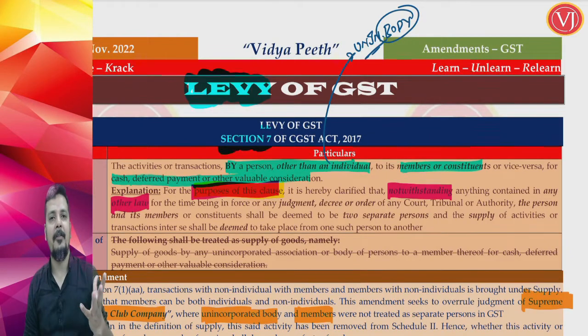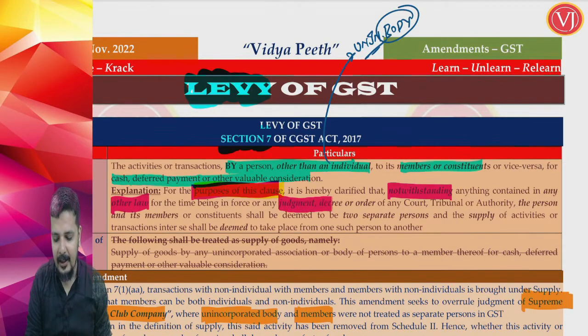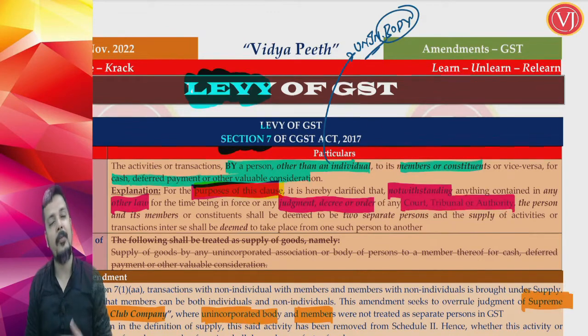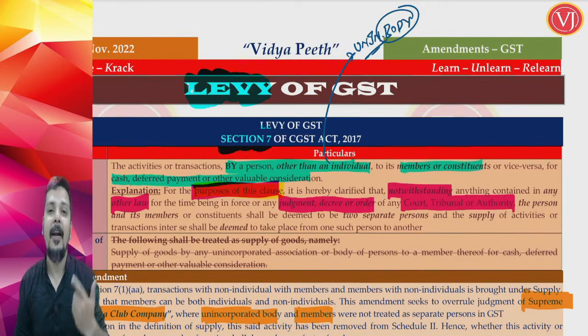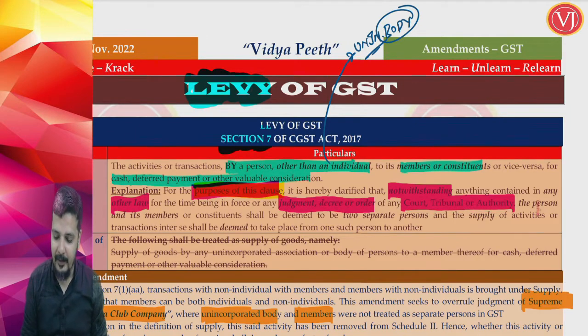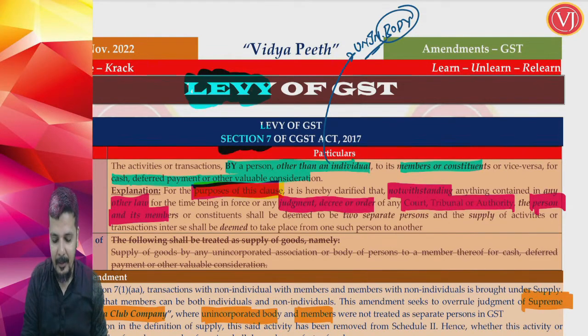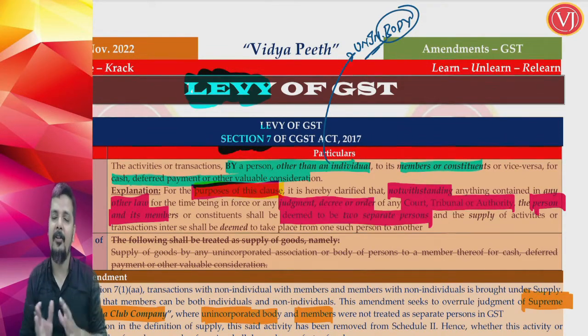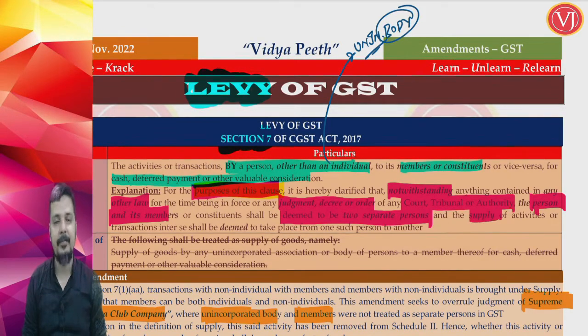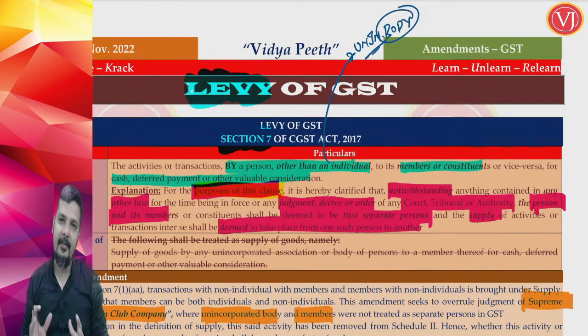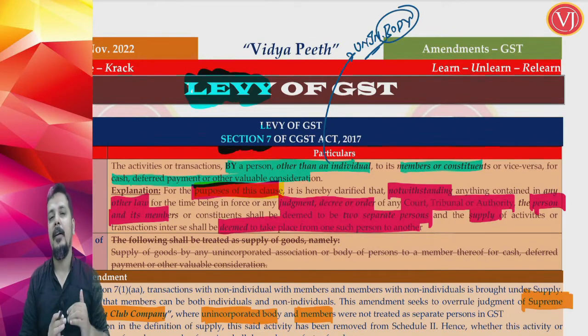So whether for your income tax purposes they may be treated as one person, forget about that. Notwithstanding any judgment, decree or order of court, tribunal, authority. So forget even about the judgment, forget even about your Supreme Court judgments, right? The person and its members, that is the unincorporated body and the members, shall be deemed to be two separate persons. They shall not be treated as the same person. They shall be deemed to be two separate persons, and any supply between them will be treated as supply from one person to another person. So that is the way government, rather Parliament, overruled the Supreme Court pronouncement of the judgment.